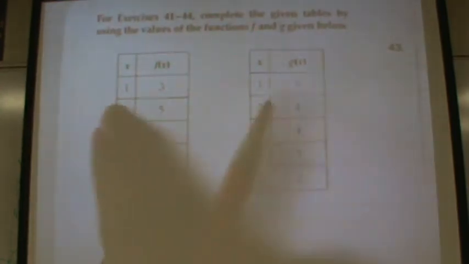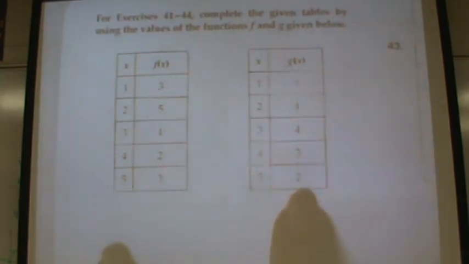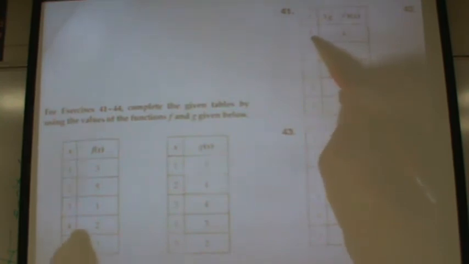And the last one, which is actually very easy, 41 through 44. You are given two charts, an f of x chart and a g of x chart. This is the input, this is the output. Input, output of g of x. This is f of x, this is g of x. So for this one right here, you have to fill out this chart. So you're going to put a 1 in.